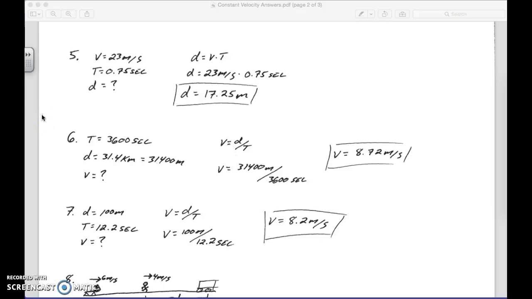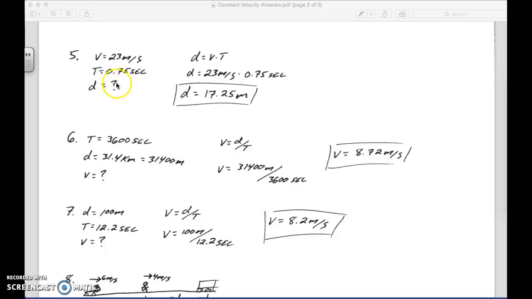These are the answers to problems 5, 6, 7, and 8 on the constant velocity worksheet. Number 5, you were driving your car down a road doing 23 meters per second. Suddenly a child runs out in front of your car. It takes you 0.75 seconds to take your foot off of the gas and hit the brakes. How far do you travel before you even start to slow down?